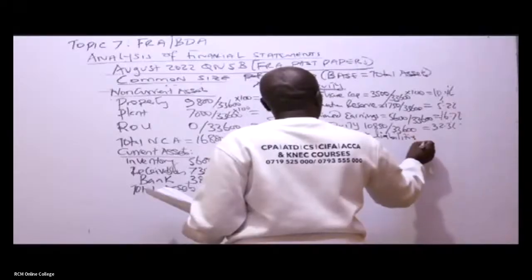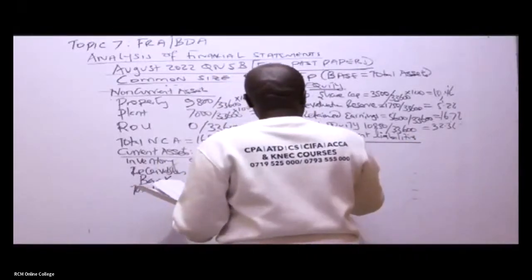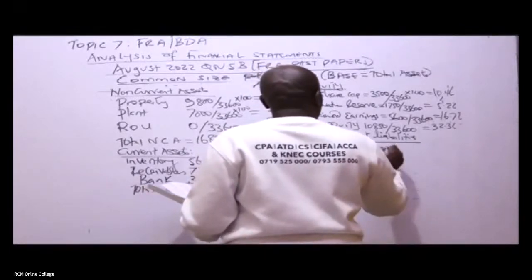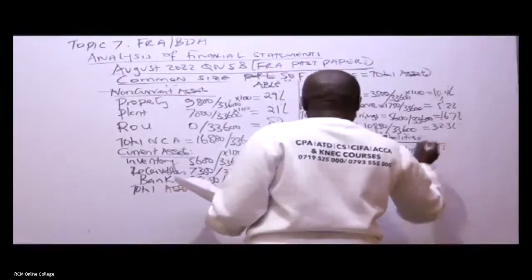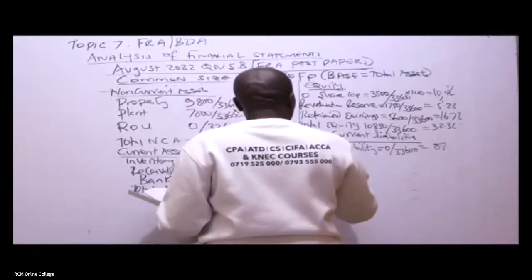Non-current liabilities. I can see lease liability. Don't say because it's 0 you won't write it. Write it: 0 divided by 33,600. You're getting 0% there. Then we have 10% loan notes.